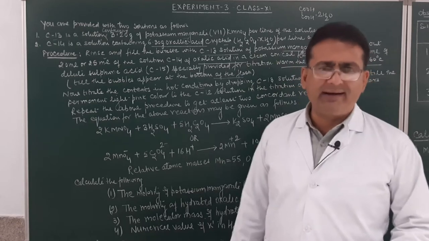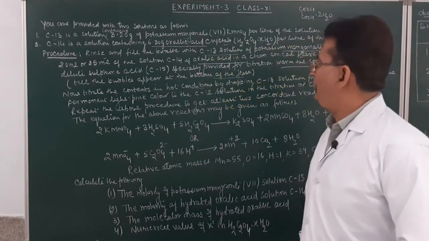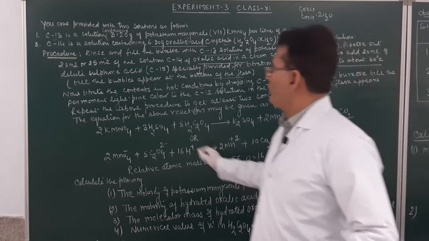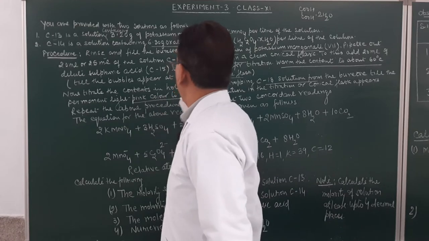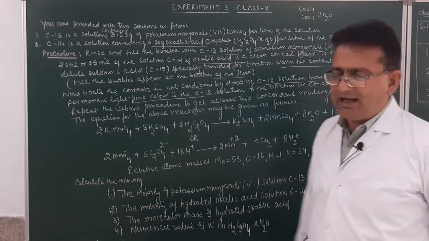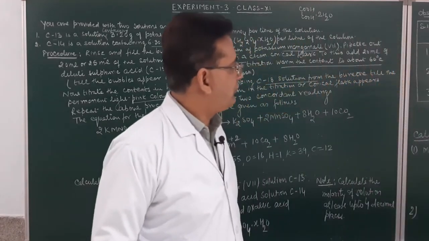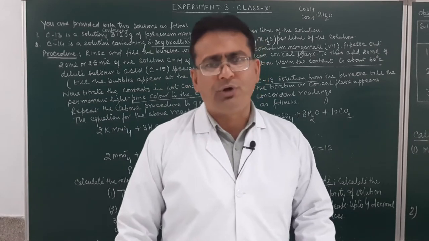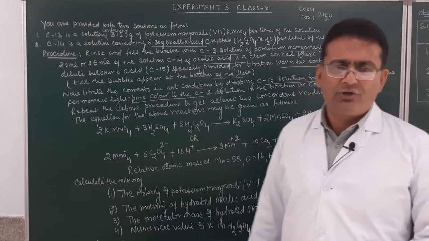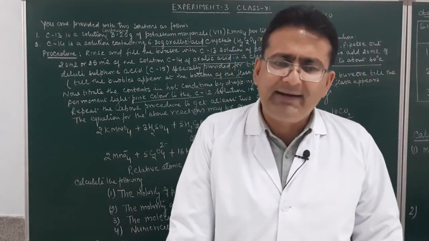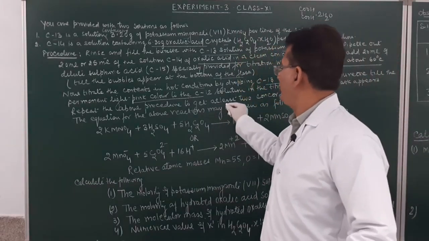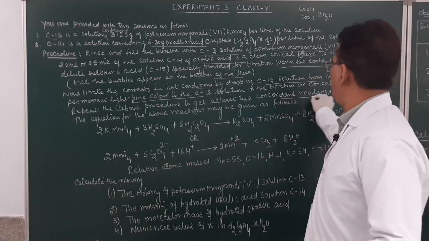Once the bubbles appear at the bottom of the flask, start adding drop by drop C13 solution, that is the solution of KMnO4, from the burette till a permanent light pink color appears in the conical flask. When the light pink color appears in the conical flask, that will indicate the end point of the titration. You have to repeat this experiment at least thrice so as to get 2 concordant readings. So repeat the above procedure to get at least 2 concordant readings.